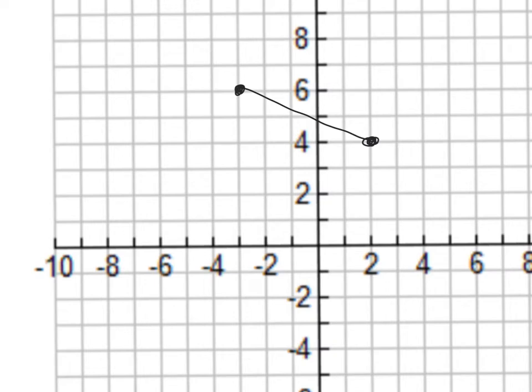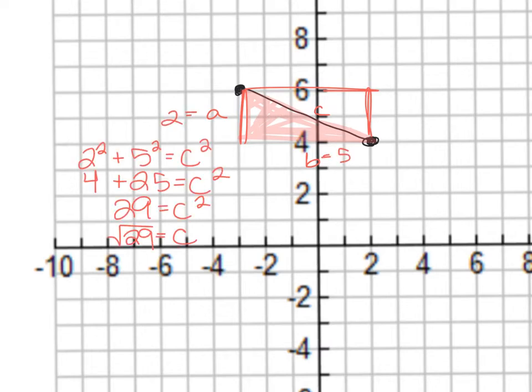It does not matter if I create it here or here. Either way, the A and B will be 5 and 2. So let's choose this triangle here, and I am going to label this as A, this is B, and the side I'm looking for is C. So my A value is 2, my B value is 5, and I'm going to apply the Pythagorean theorem.